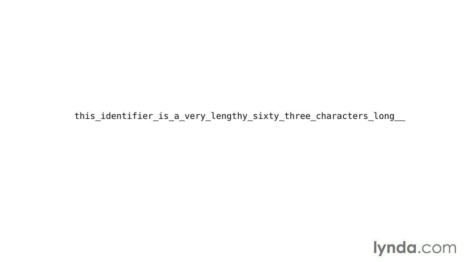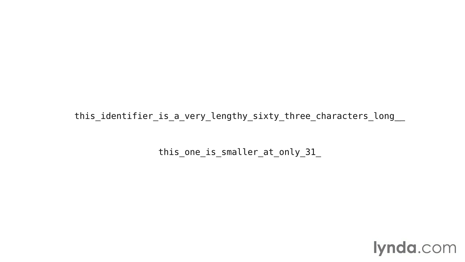Current standards allow identifiers to be of any length, although only the first 63 characters are guaranteed to be checked for uniqueness. And only the first 31 characters are guaranteed for external identifiers, so in practice, you should keep your identifiers under 31 characters long.